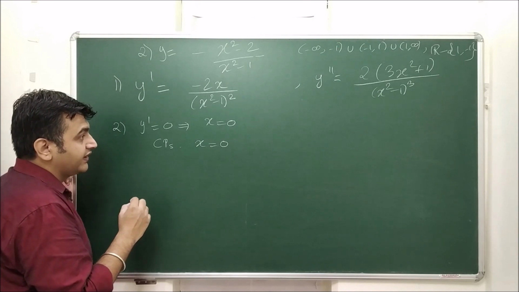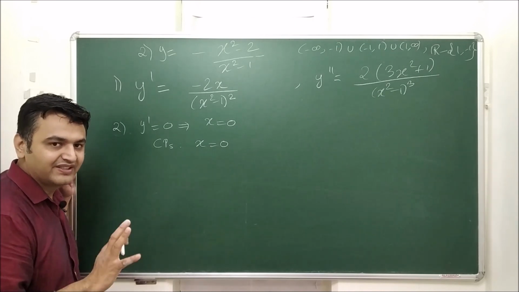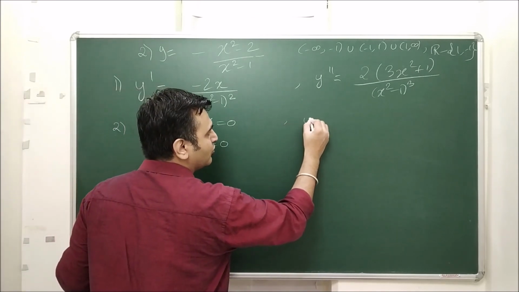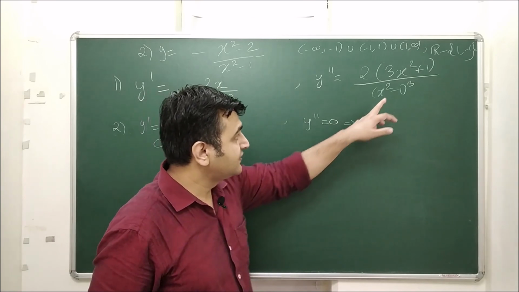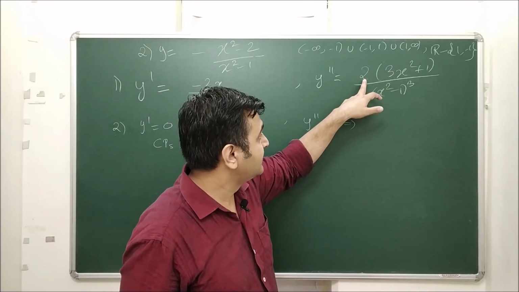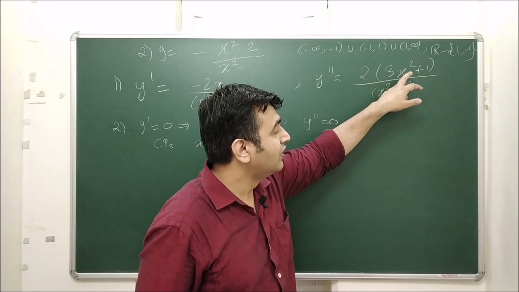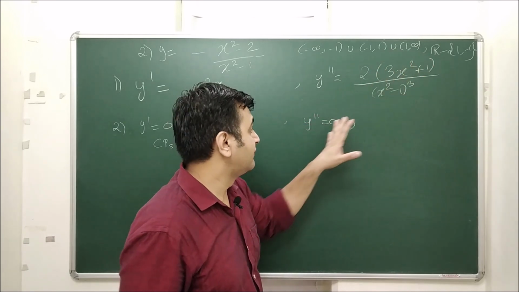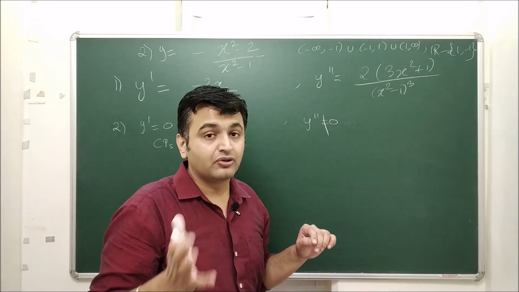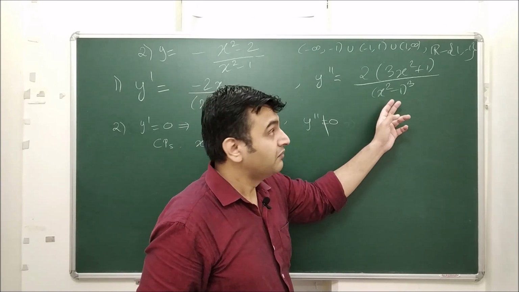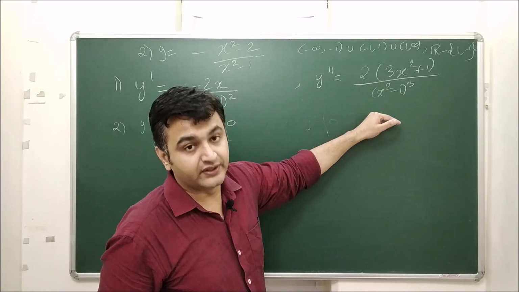Good. Now I will combine the table directly, because now we are experts. So for that, I also need to know when y'' is 0. The fraction is 0 when the numerator is 0. Here x² is positive and 3 is positive, so this is always positive. So the numerator is never 0, therefore y'' is never 0. At which points is y'' not defined? Again at plus minus 1. But are they points in the domain? No. So no points over here.